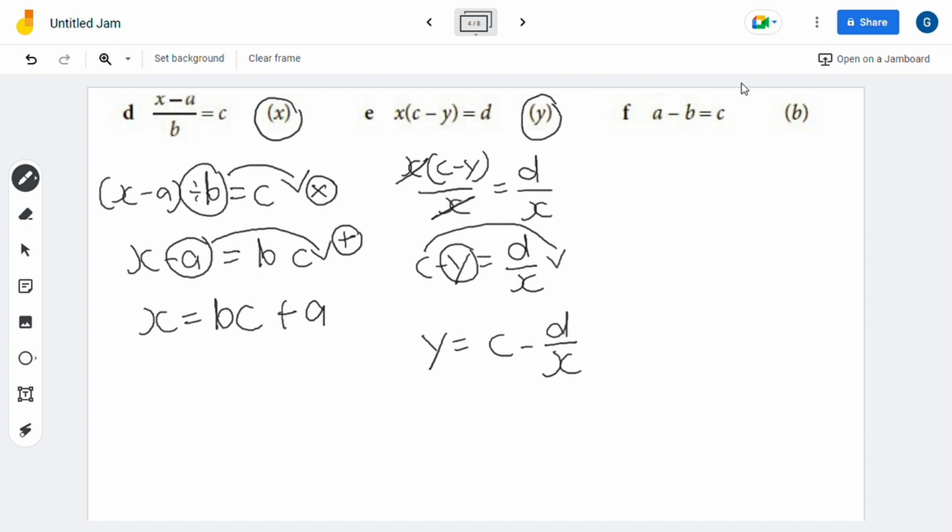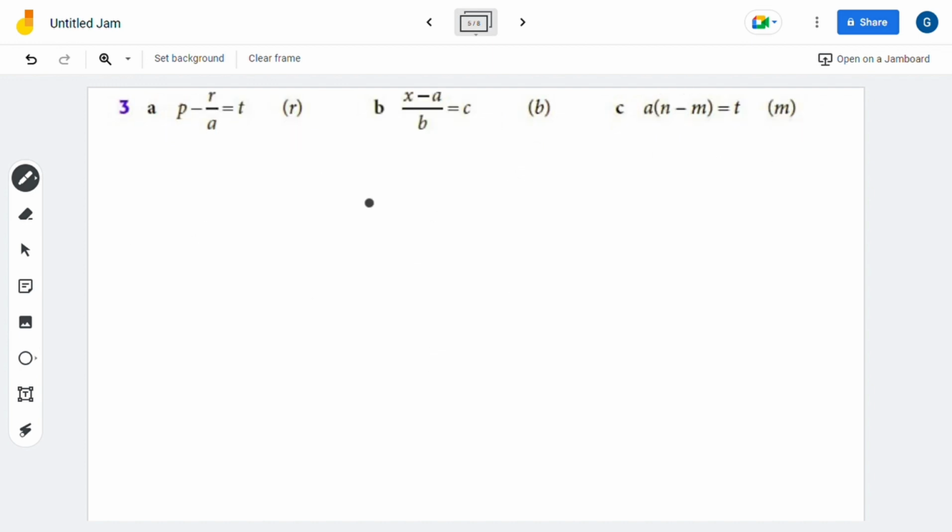Okay, moving on to the next question. A minus b equals c. We need to make b the subject of the formula. So, like we did before, we will just need to move a over to the other side, so the answer will be a minus c.